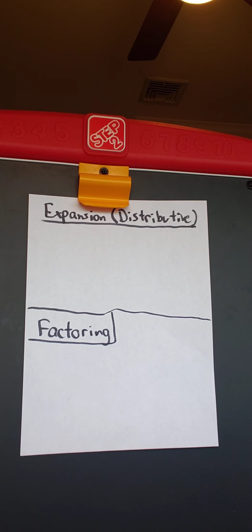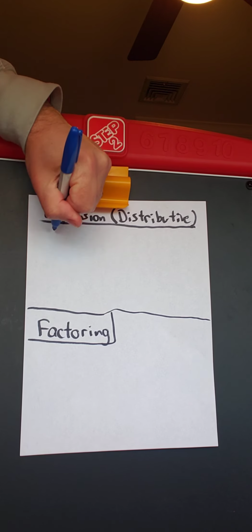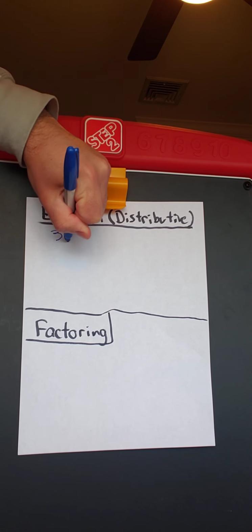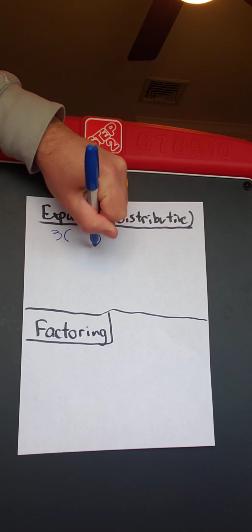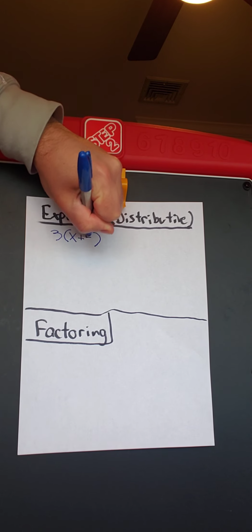Okay, so this video is going to be based on expansion, which is just another way to say the distributive property, and then factoring, which is pretty much the opposite of distributive property. So we'll start off with expansion and distributive property. With expansion, you have a number, for instance 3, and then a quantity inside parentheses. Let's say it's x plus 4.